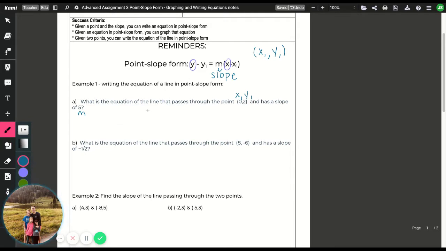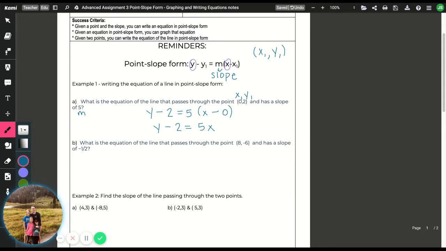So our equation becomes Y minus, Y is the Y coordinate of our point. So the Y coordinate of our point is 2, equals M, which is our slope. Our slope is 5, times X minus, so I'm just following this, X minus X1 is the X coordinate of my point. The X coordinate of the point they gave me is 0. So if it's just 0, we're going to simplify that. Y minus 2 equals, if this is just minus 0, this is gone. So we can just write this as 5x.